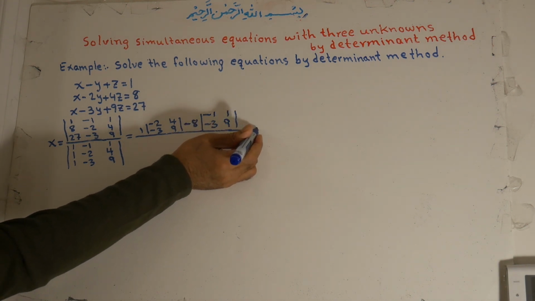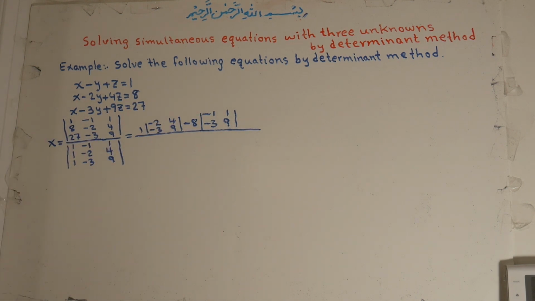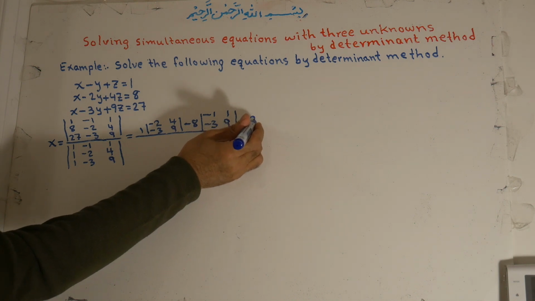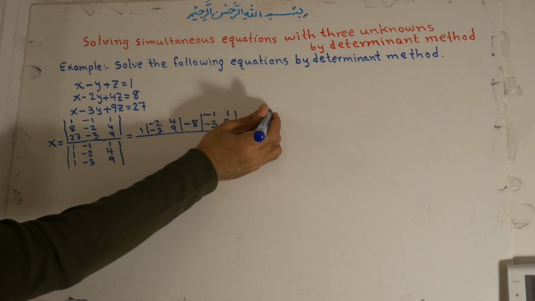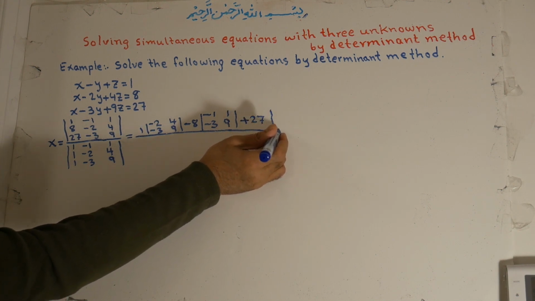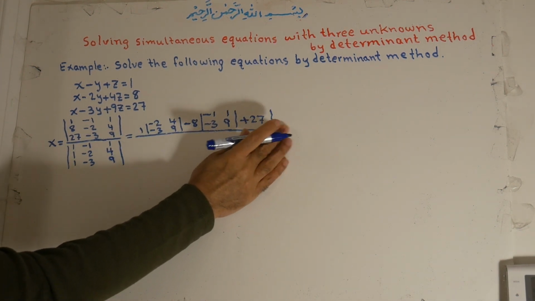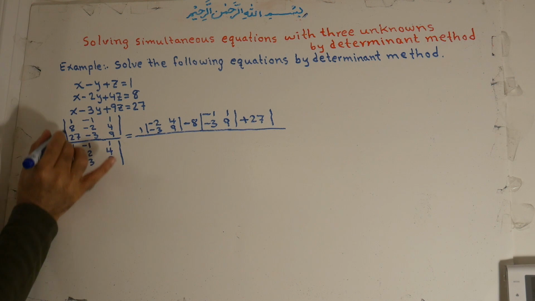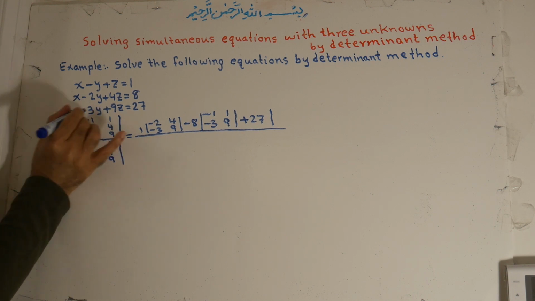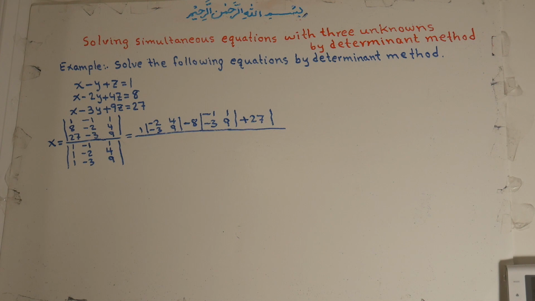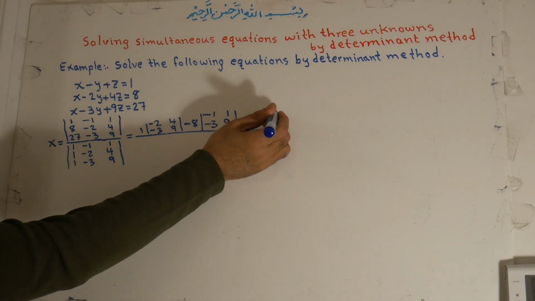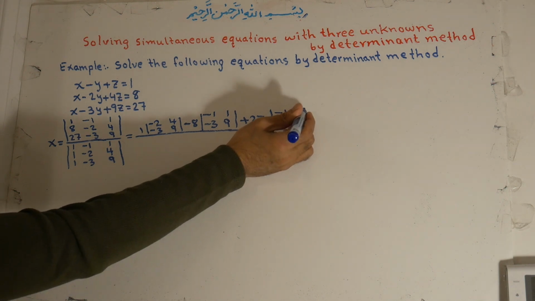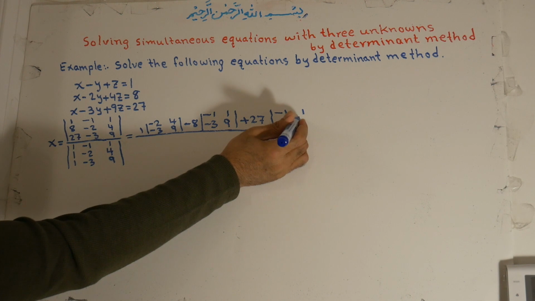After this, now positive, plus 27. We cross out a line horizontally and vertically through the 27. The part remaining is minus 1, minus 2, and 1, 4.